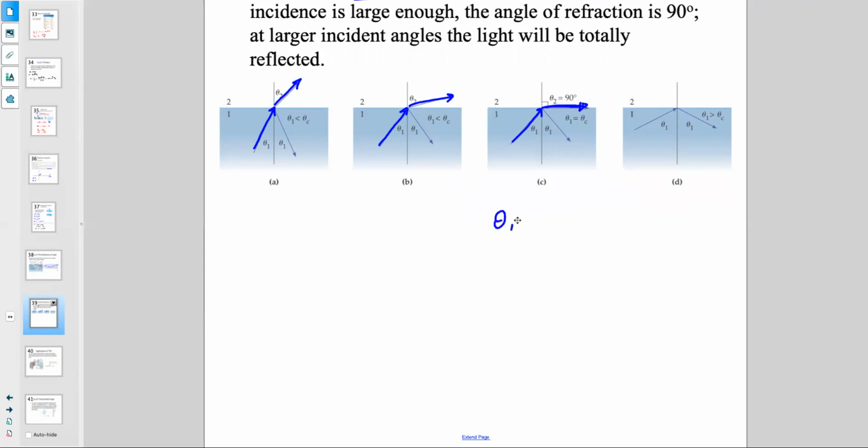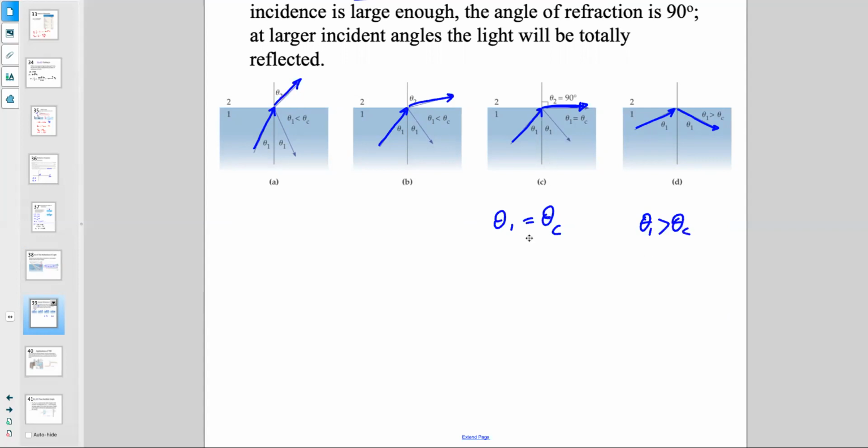At this point, theta 1 is theta of C, or critical angle. If you go above the critical angle, nothing will be going to the second medium. Nothing will be going to the air, and everything will be reflected completely. So theta 1 is greater than theta of critical, okay?